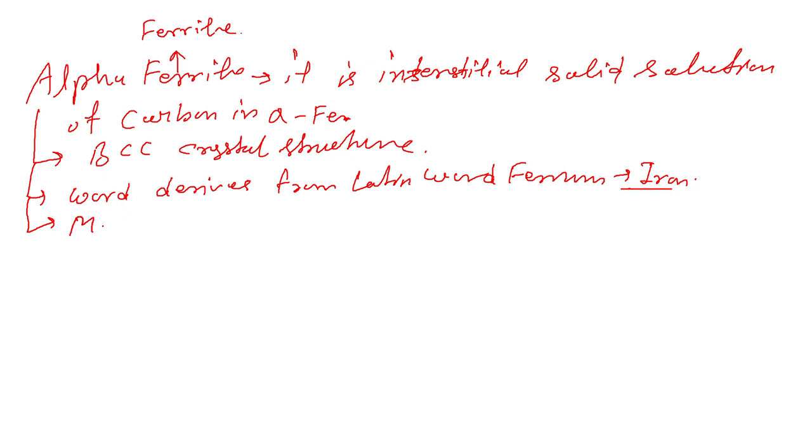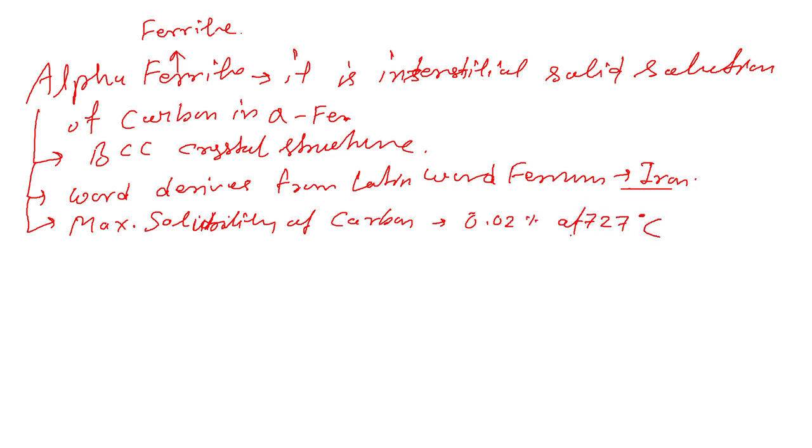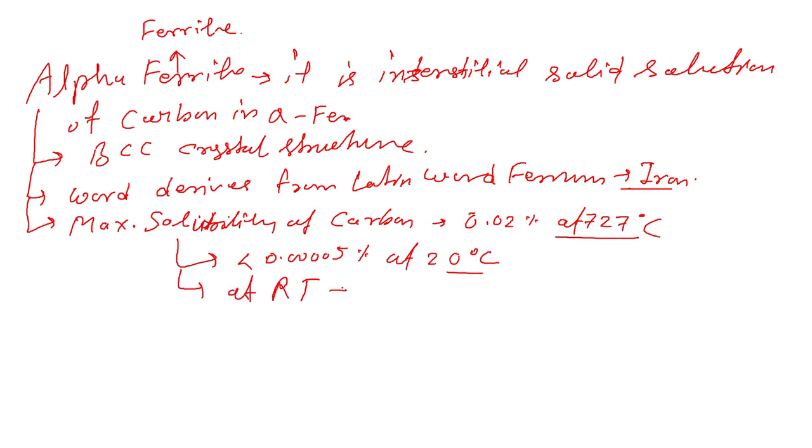The maximum solubility of carbon in alpha ferrite is 0.02% at 727 degrees centigrade, and it is less than 0.0005% at 20 degrees centigrade, at room temperature.